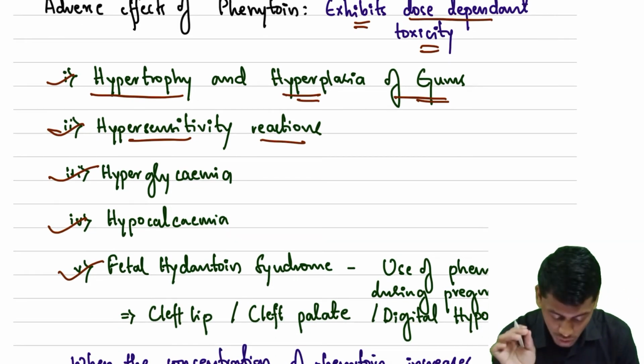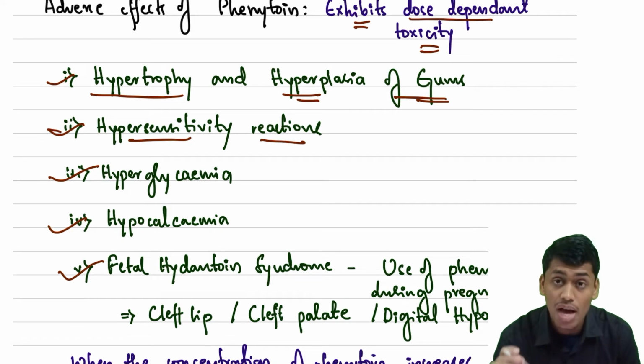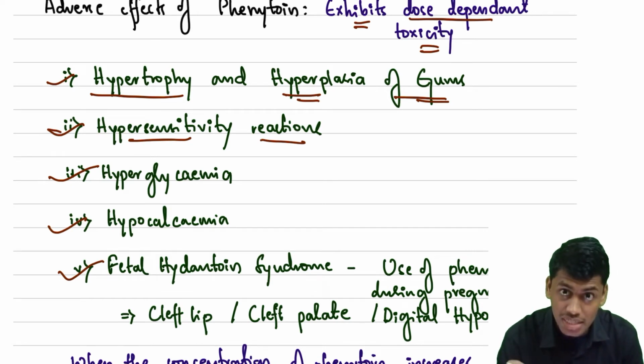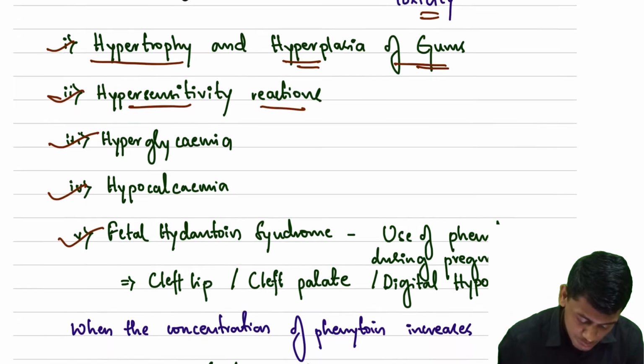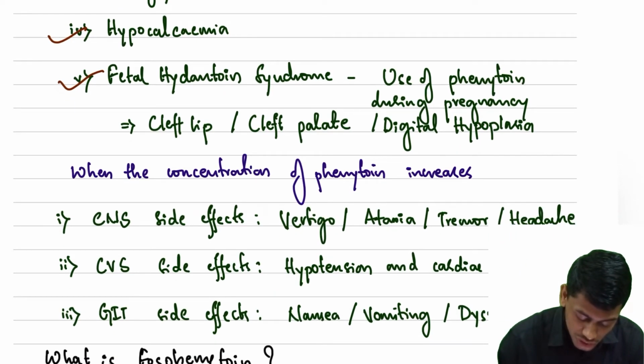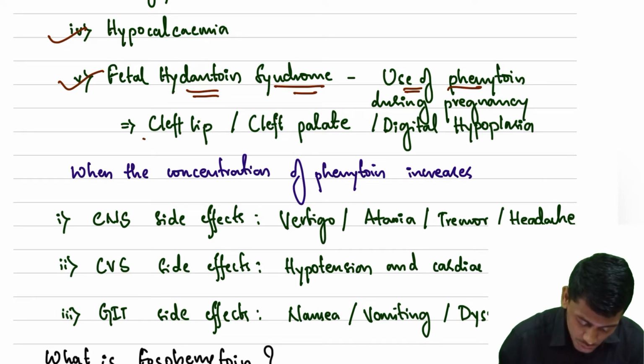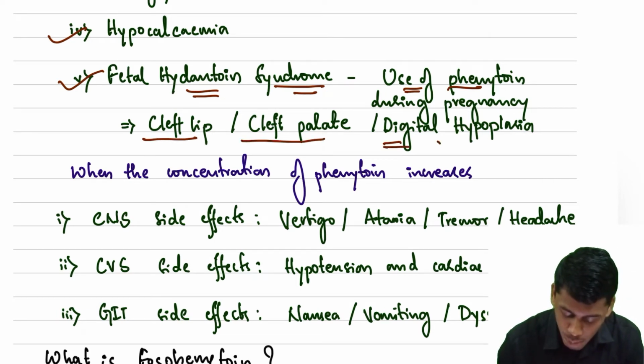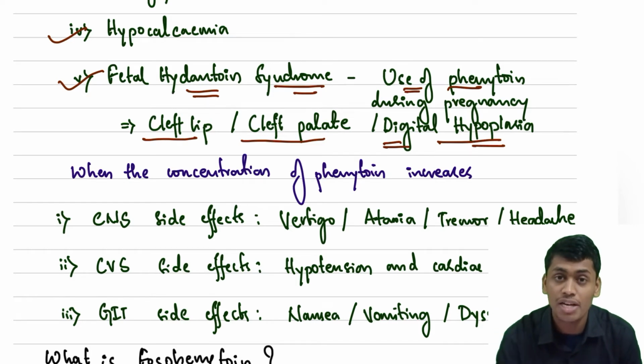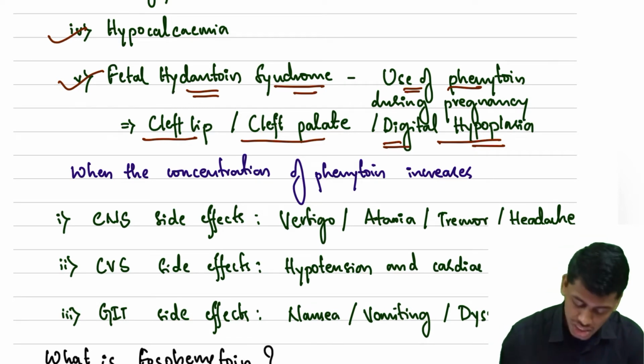We have hypertrophy and hyperplasia of the gums, hypersensitivity reactions, hyperglycemia, hypocalcemia, and finally the important side effect, fetal hydantoin syndrome. When a pregnant woman uses phenytoin to control her seizures, it can cause fetal hydantoin syndrome. We have cleft lip, cleft palate, and digital hypoplasia in the fetus. So this is called fetal hydantoin syndrome.